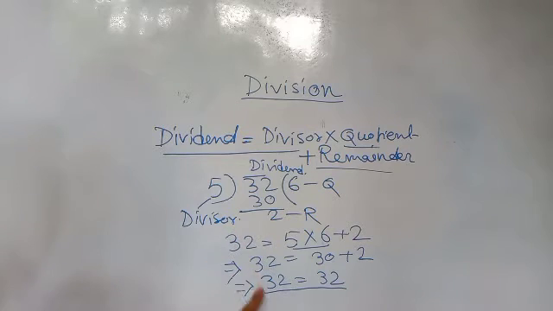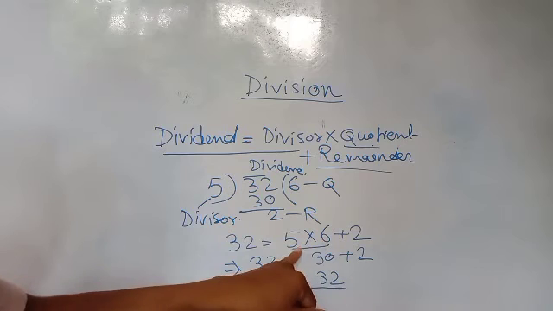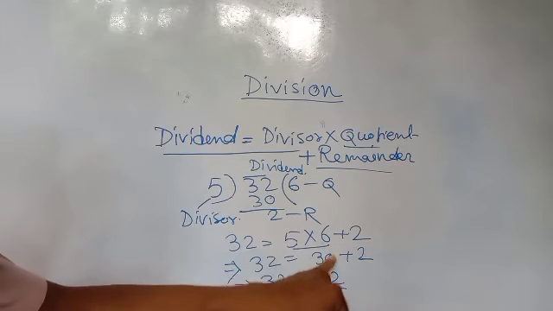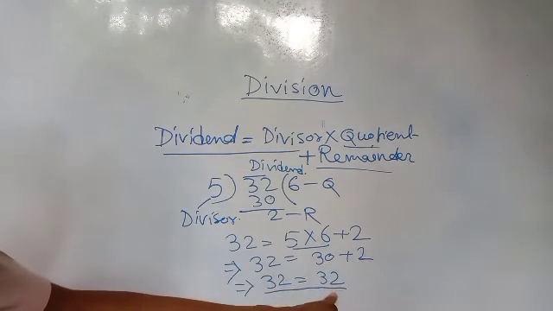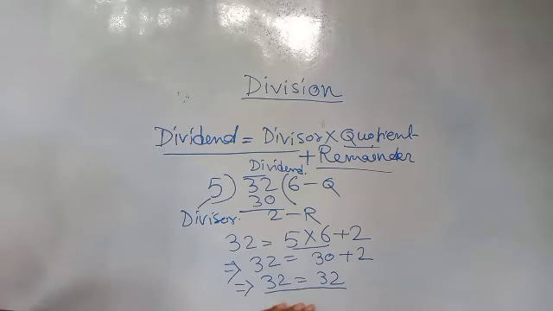On this side, the dividend will be as it is, and here you have to multiply the divisor and the quotient, and add the remainder. Now after simplification, if you get both sides equal, then your answer is right.